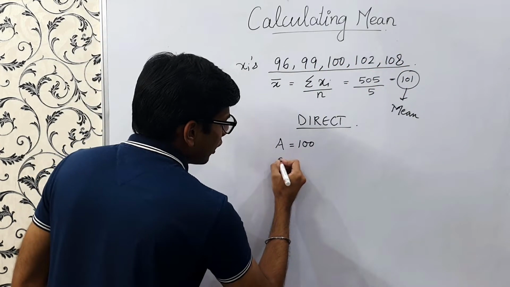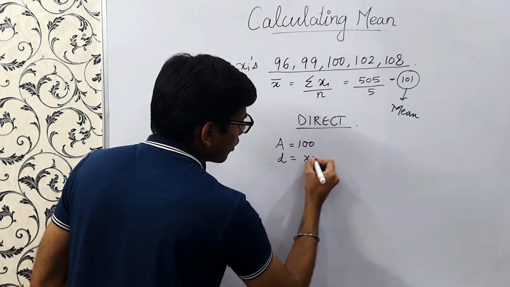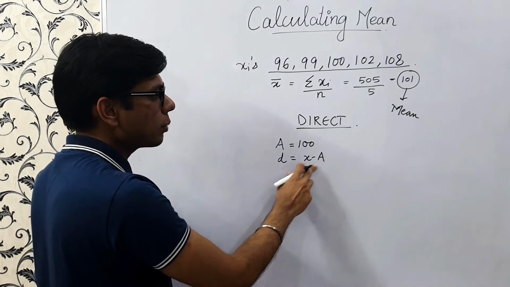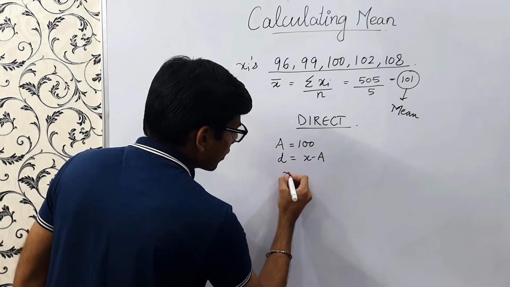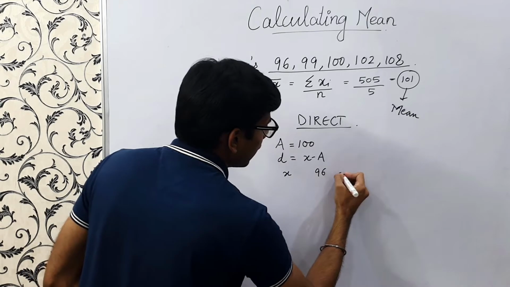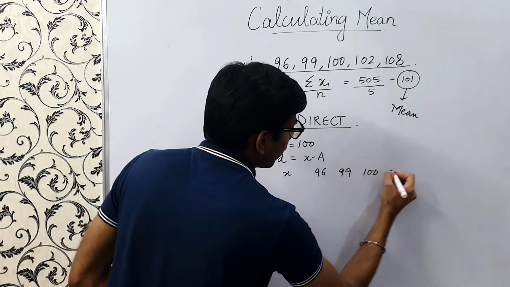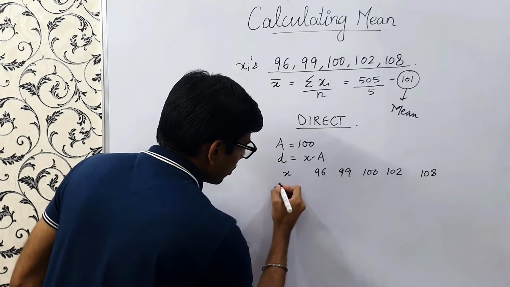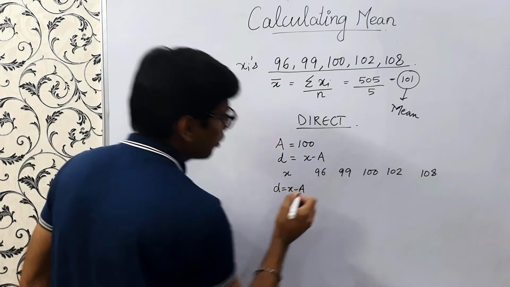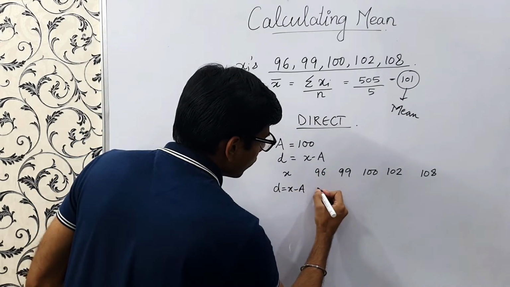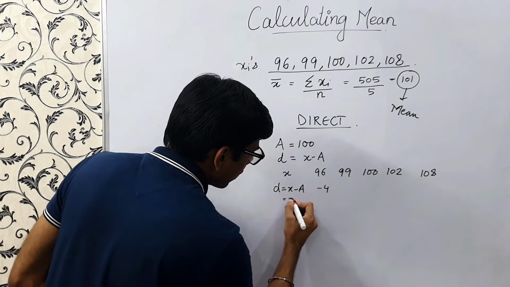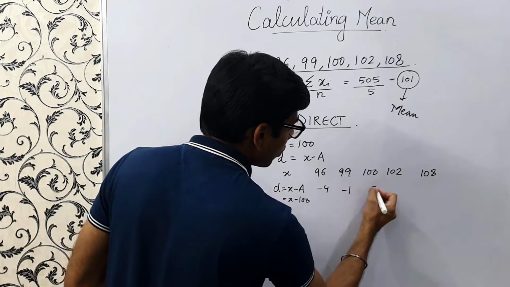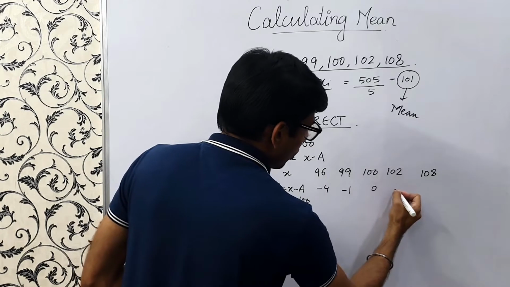Then just calculate the deviations as d equals to x minus a. What do we calculate? x minus a. So suppose our x is 96, 99, 100, 102, 108. Our deviations x minus a would be, this is 96, so this would be minus 4. This is nothing but x minus 100. This is minus 4, this is minus 1, 0. This is 2, this is 8.